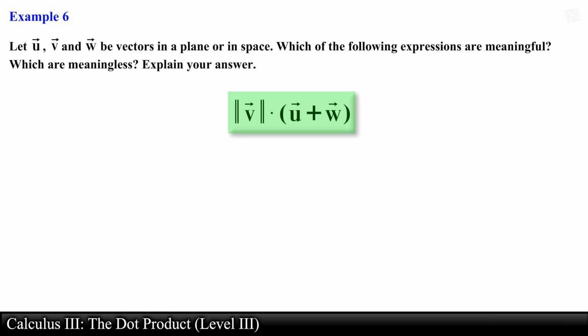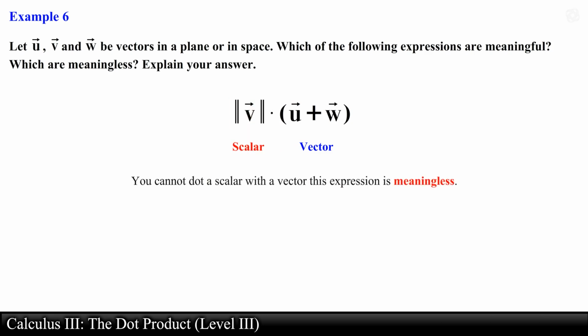Finally, the magnitude of vector v dotted with the quantity of vector u plus vector w. The sum of vector u and vector w will simplify to a vector, which will then be dotted with the magnitude of vector v, a scalar. Since you cannot dot a scalar with a vector, this expression is meaningless.